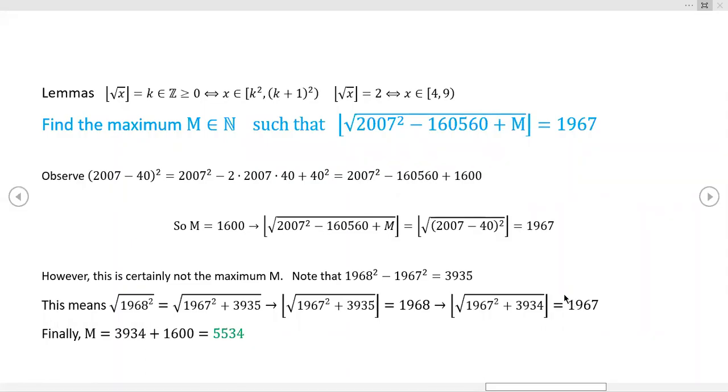Hey, y'all, I have a floor problem tonight, which is kind of a floor problem in reverse. We're actually given the floor value of an expression. We're given that it's equal to 1967. Y'all remember the floor function always maps to an integer. It's a mapping from real numbers to integers.